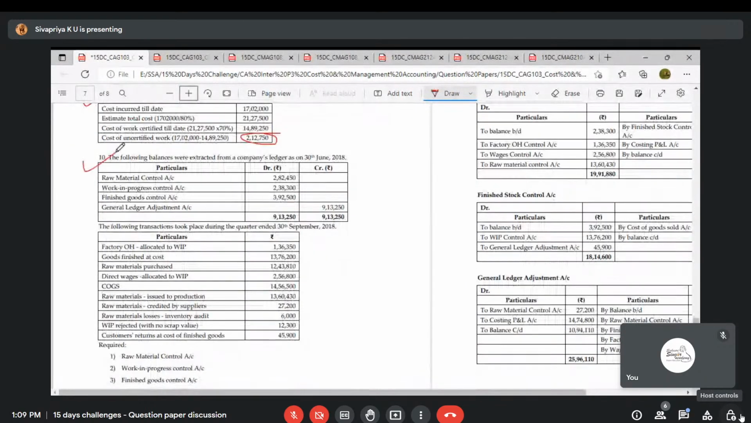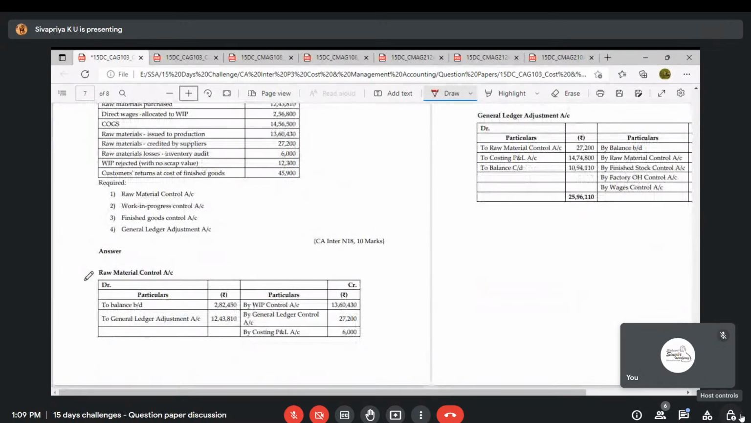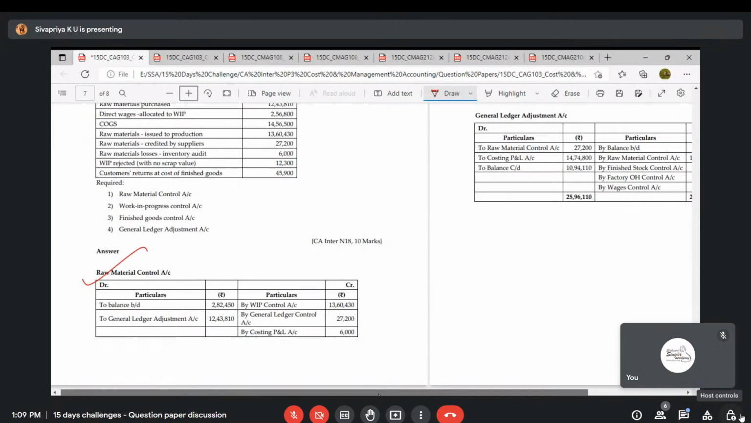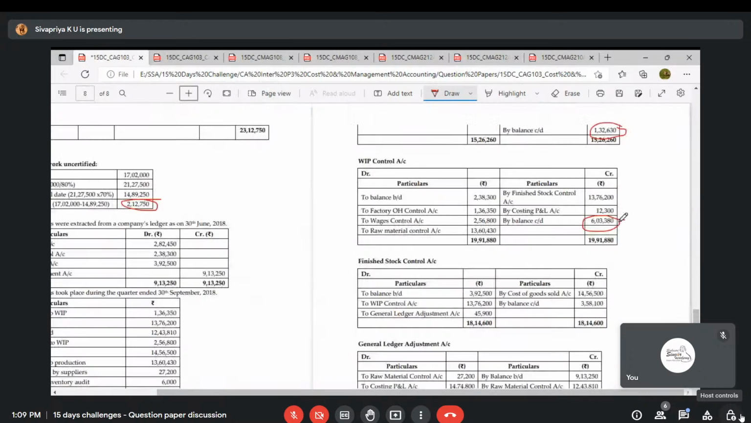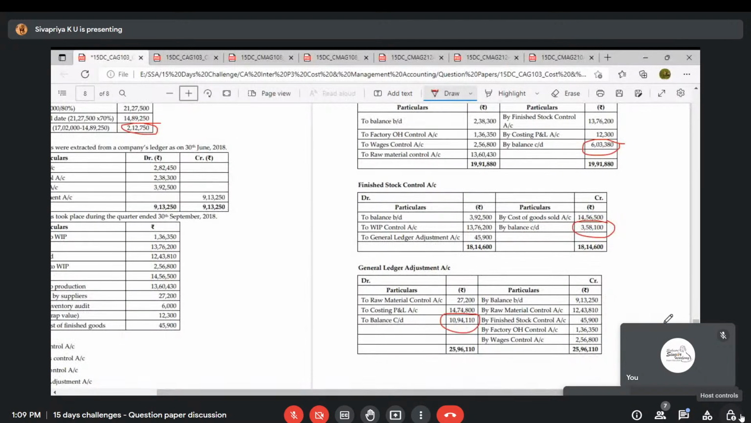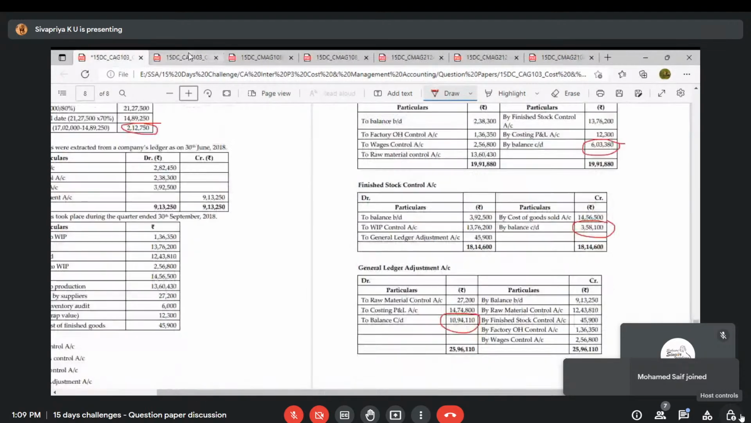Question number 10. So in the integrated system, first you have to prepare the raw material control account. This is the raw material control account. Balance carried down, closing balance 1,32,630. Number 2, WIP control account. Closing balance 6,03,380. Finished stock account balance 3,58,100. General ledger control account 10,94,110. Okay. So that's all with respect to test number 6.